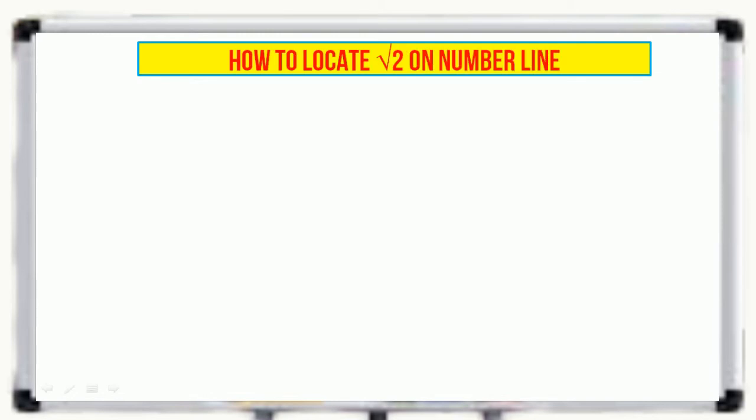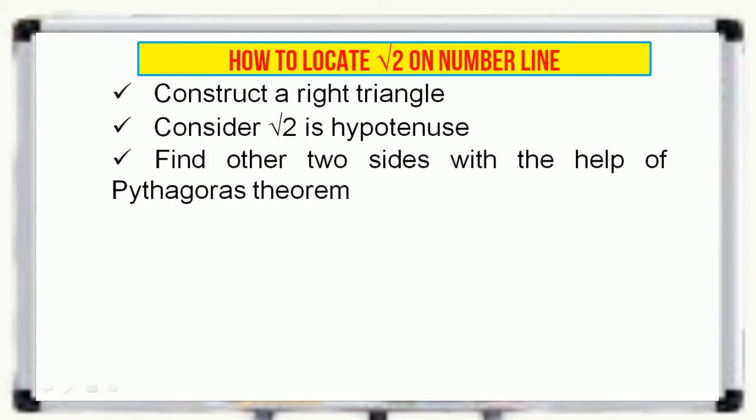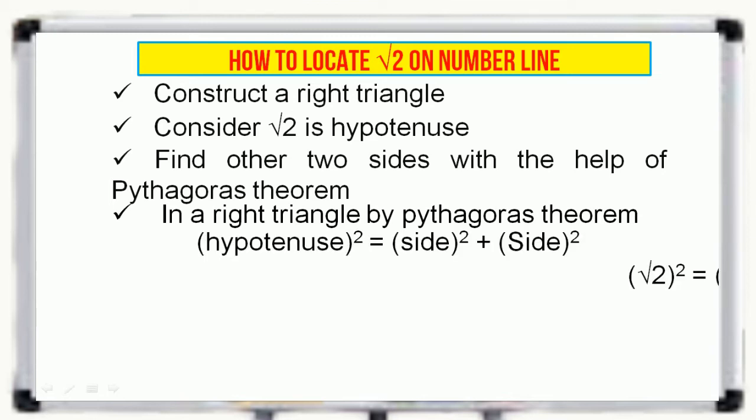How to locate square root of 2 on the number line? First we have to construct a right triangle. In a right triangle we have a hypotenuse. So here consider square root of 2 as the hypotenuse. Find the other 2 sides with the help of Pythagoras theorem. In a right triangle, by Pythagoras theorem, hypotenuse whole square is equal to side square plus side square. Here the hypotenuse is square root of 2. So then we have to assume the other 2 sides.